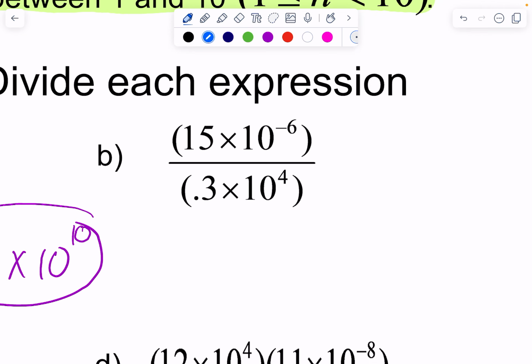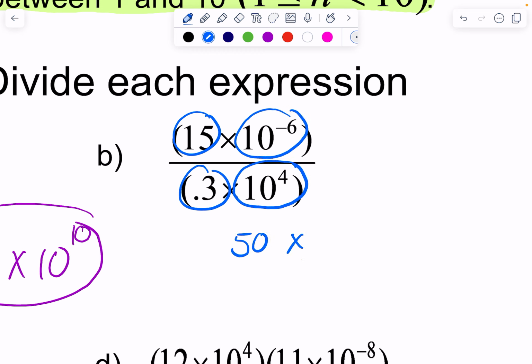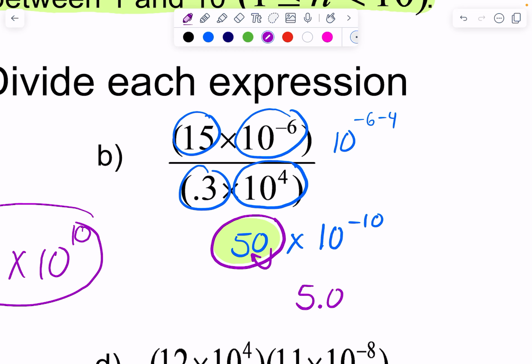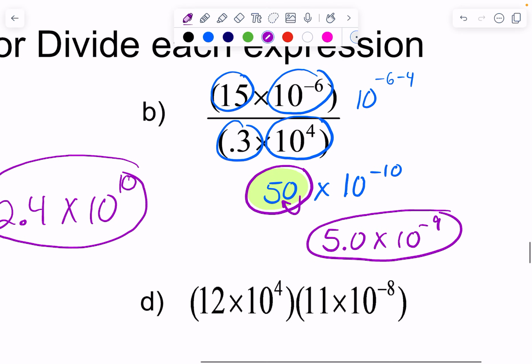B. Got 15 divided by 0.3, which equals 50, times 10 to the negative 6 divided by 10 to the fourth. Please remember that when you divide the same base, you subtract the exponents, so that becomes 10 to the negative 10. This 50 must be converted to proper scientific notation, so I've got to move that decimal place 1 to the left. Please note that 50 is larger than 1, so I'm going to add 1 to the exponent, so this becomes 5.0 times 10 to the negative 9th, because I added an exponent.